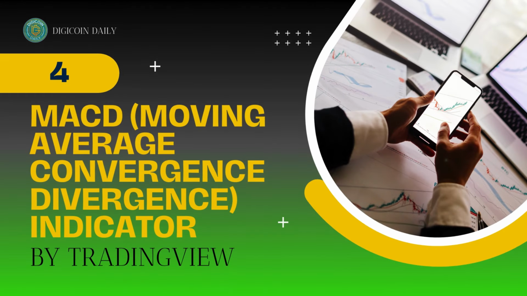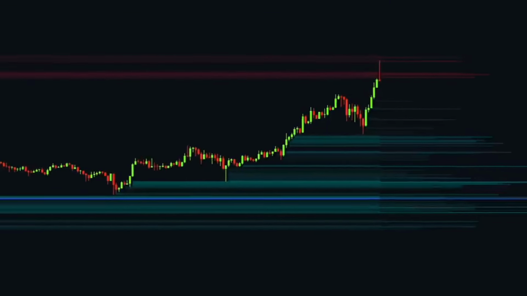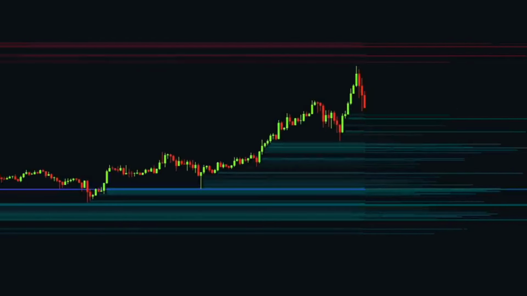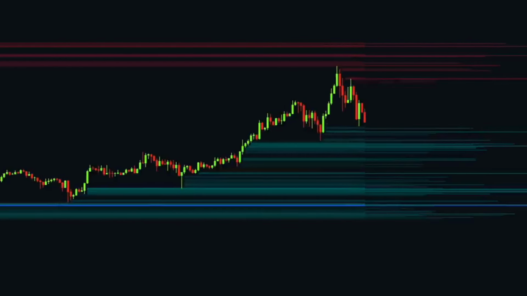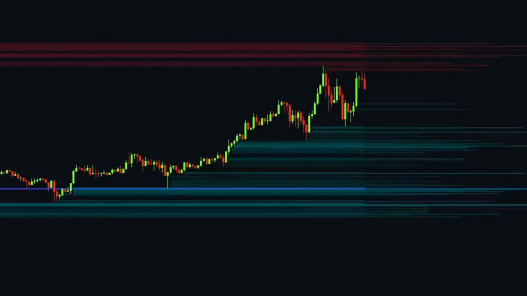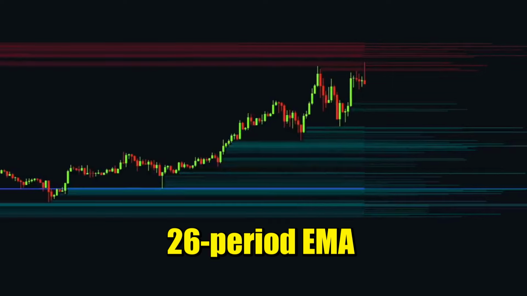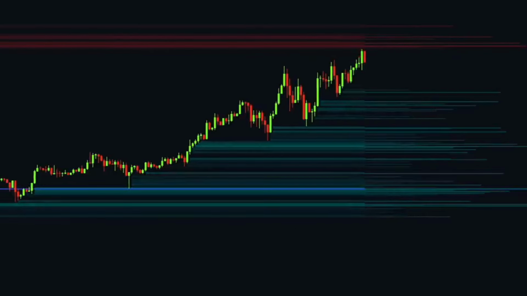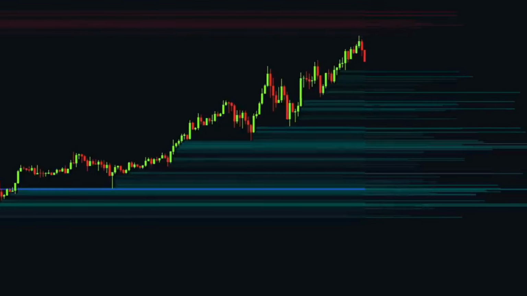The fourth indicator on my list is the MACD, or Moving Average Convergence Divergence Indicator, by TradingView. This trend-following momentum indicator shows the relationship between two moving averages of an asset's price. The MACD is calculated by subtracting the 26-period EMA from the 12-period EMA, and the result is plotted as a line on the price chart.